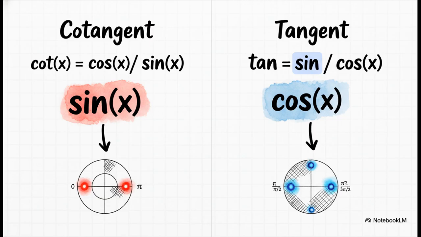Cotangent is cosine of x over sine of x. The asymptotes are always where the bottom of the fraction is 0. So for cotangent, that's where sine is 0. For tangent, it's where cosine is 0. It always comes back to the denominator.